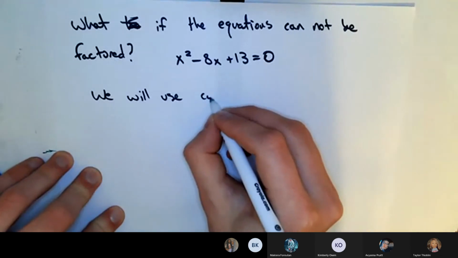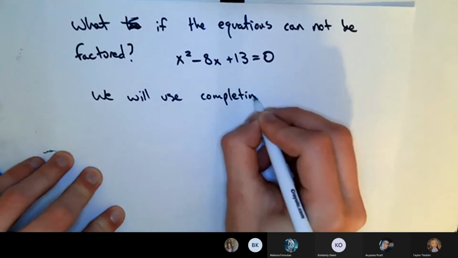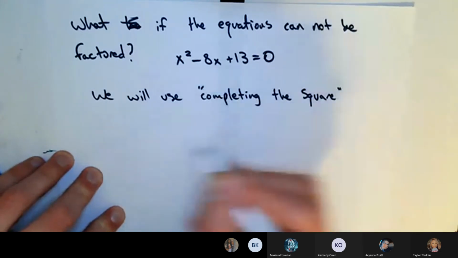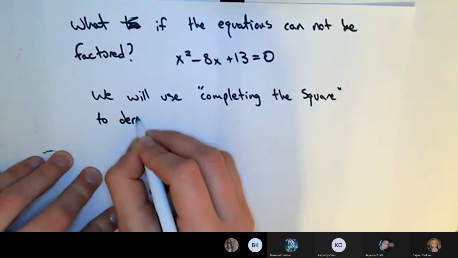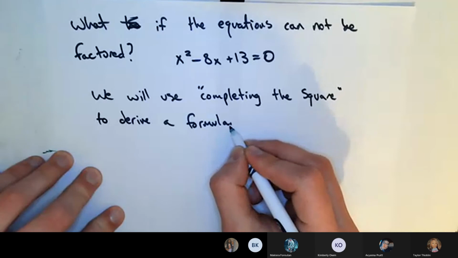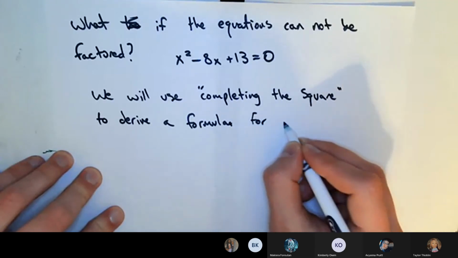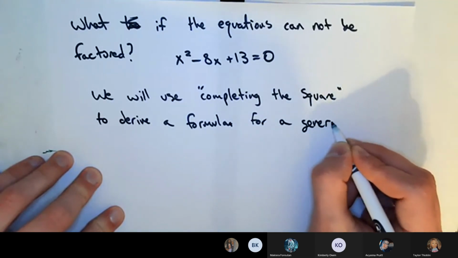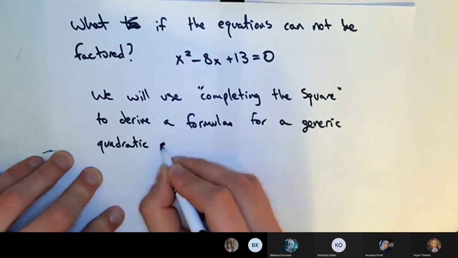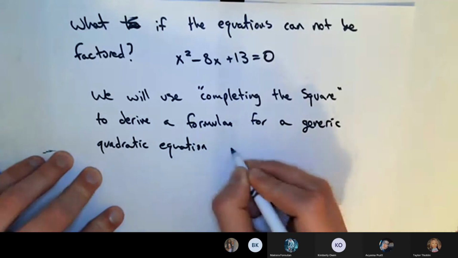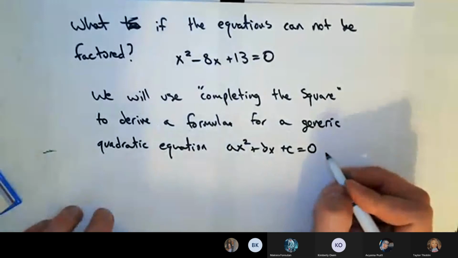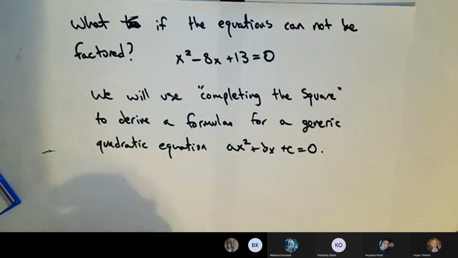We will use completing the square, this method that I haven't even told you what it is yet, to derive a formula for a generic quadratic equation. And what do I mean by generic quadratic equation? I mean like ax squared plus bx plus c equals 0. And we're going to get a formula for it.